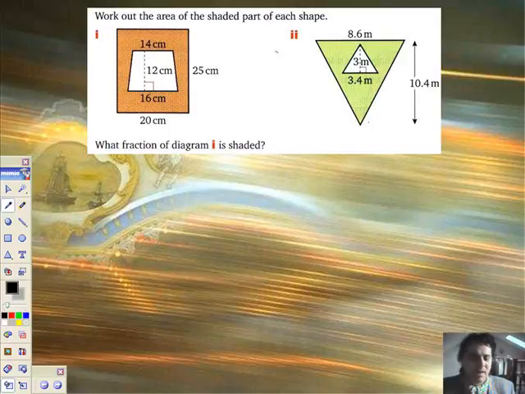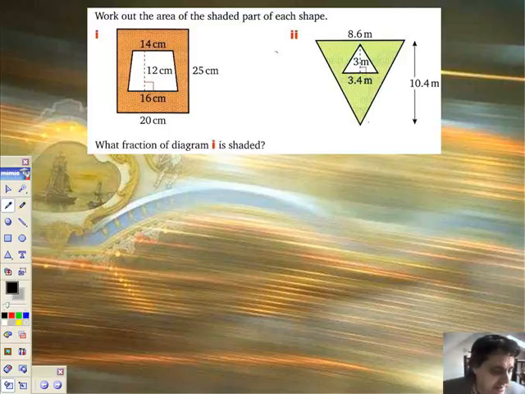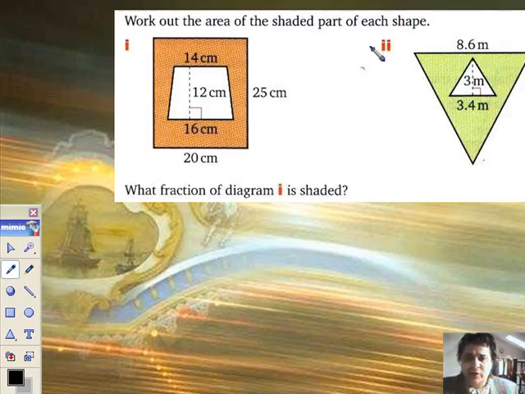Carrying on with compound shapes, this is question 4 on page 74. It's all grade C type questions here. Work out the area of the shaded part of each shape. There are 2 questions, and there's an extra little bit here that I'll do when we get onto it. Right, this one here, area of that shape.